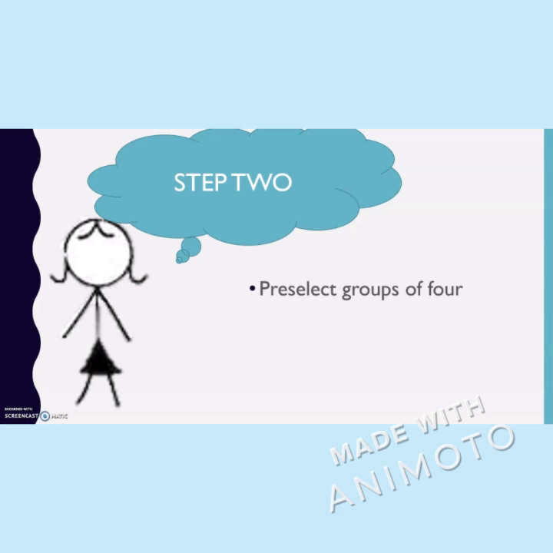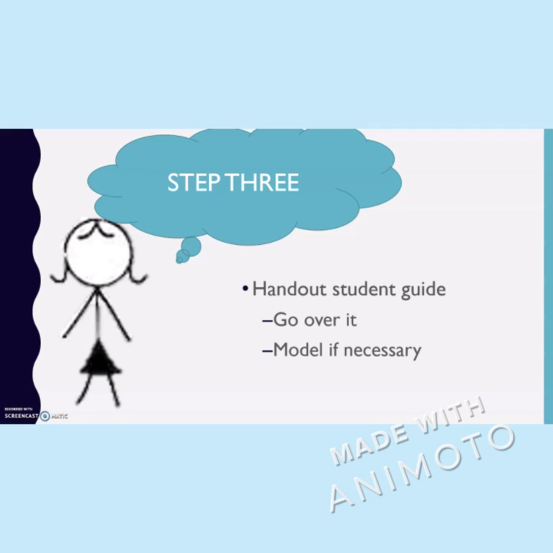I suggest using heterogeneous grouping. Step 3, hand out a copy of the student guide. If this is the first time doing this activity with the class, take it slow. Read through each of the directions on the student guide.